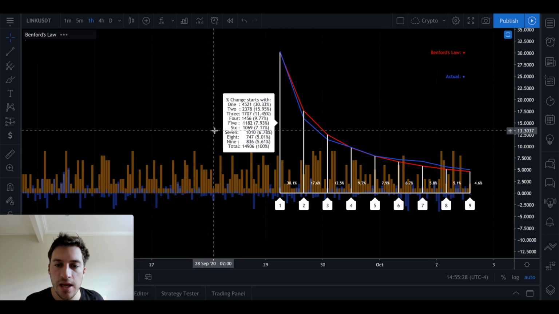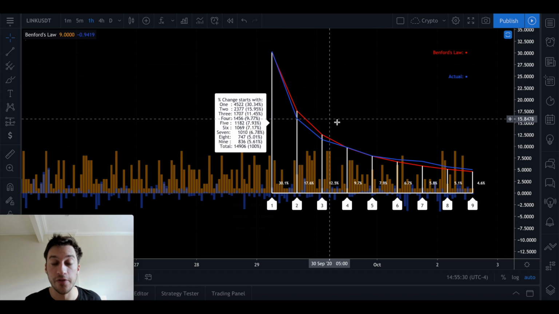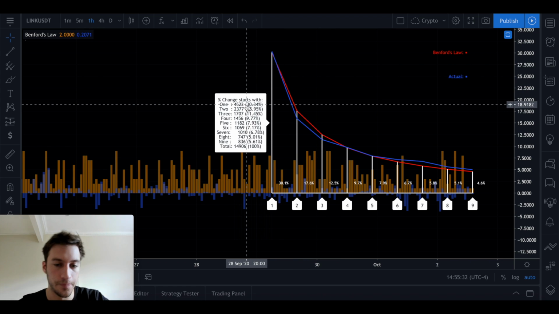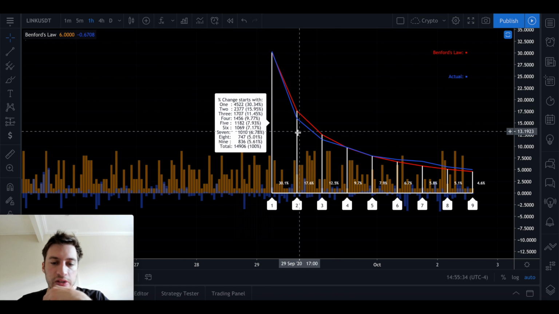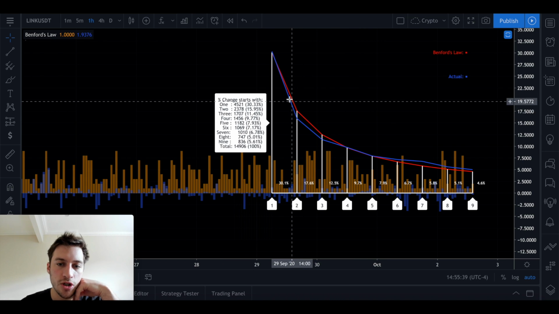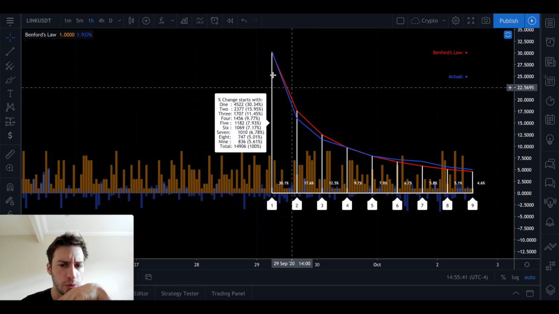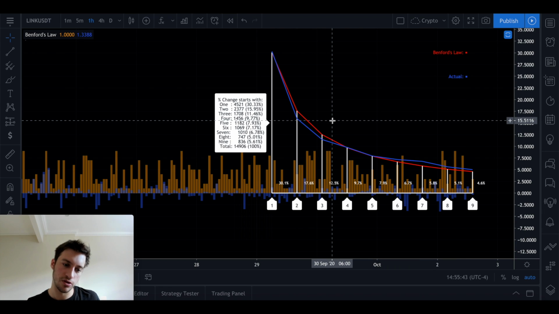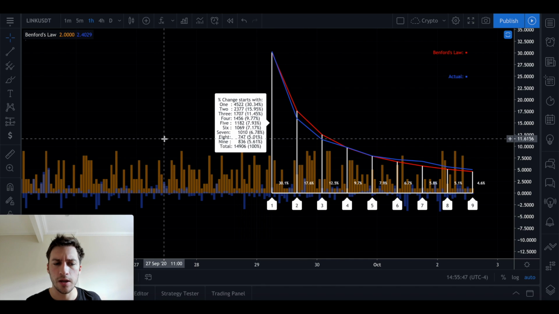So we can see, does this follow Benford's Law? Yeah, this does follow Benford's Law pretty accurately. The only massive deviations I see is that the leading digit isn't two or three as much. And we also have something weird here. This doesn't indicate extreme manipulation, but there is something a little bit weird going on with LINK.